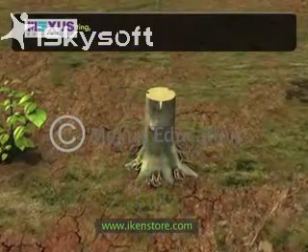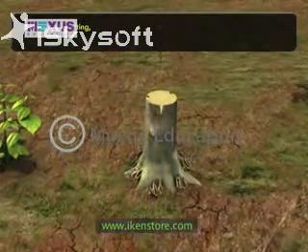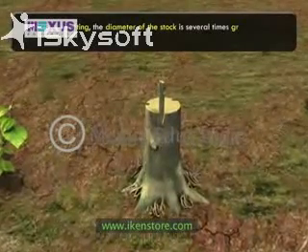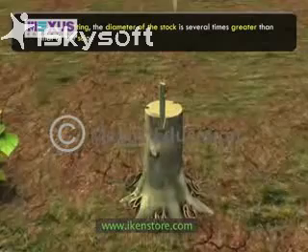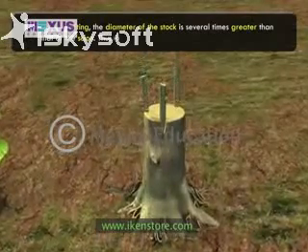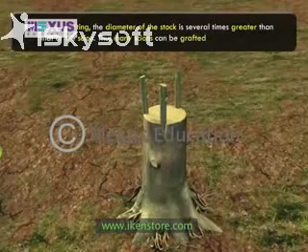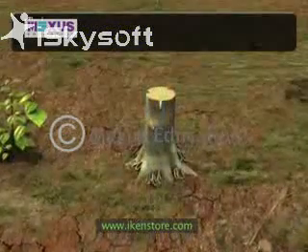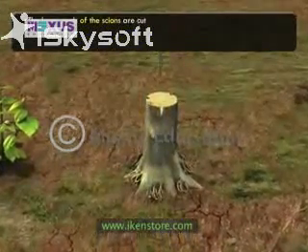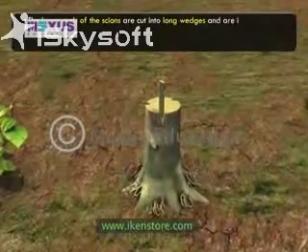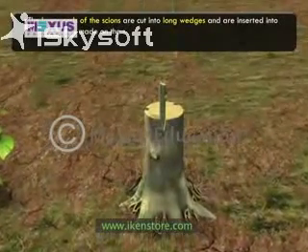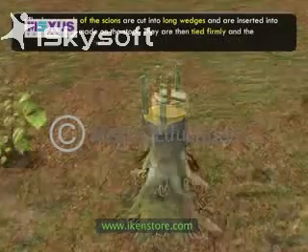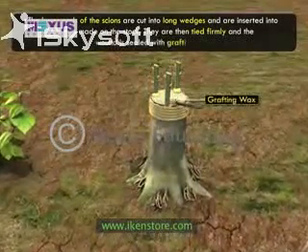In crown grafting, which is the third type of scion grafting, the diameter of the stalk is several times greater than that of the scion. Thus, many scions can be grafted on a single stalk. The lower ends of the scions are cut into long wedges and are inserted into the cuts made on the stalk. They are then tied firmly and the wound is sealed with grafting wax.